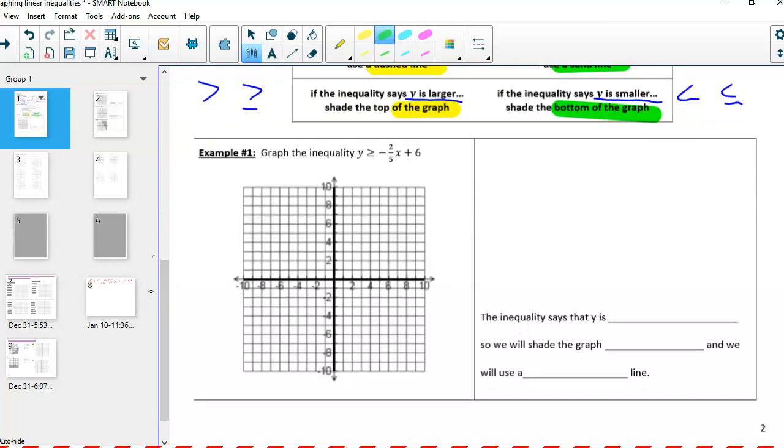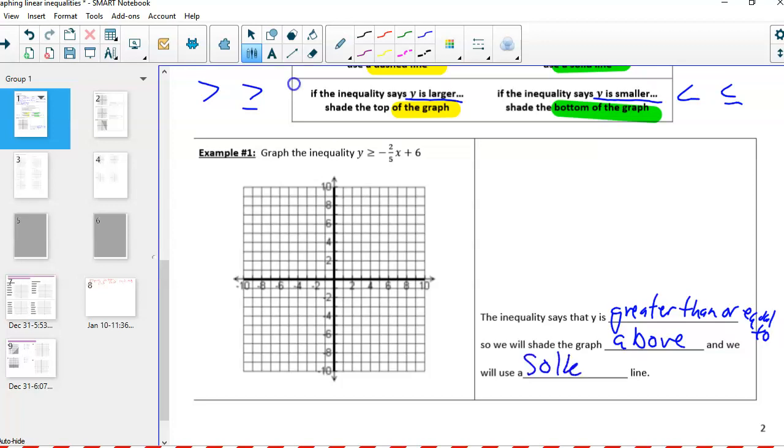Before we even do the graph, let's fill in these three things. The inequality says that y is, what type of symbol is this? Greater than or equal to. So we will shade the graph above or below? Above, because it's greater than. And we will use a dashed or a solid line. Solid because it's equal to.